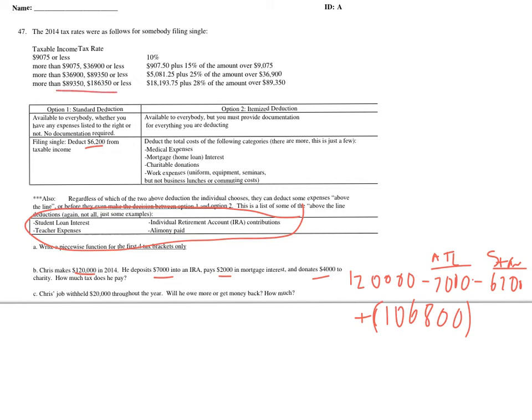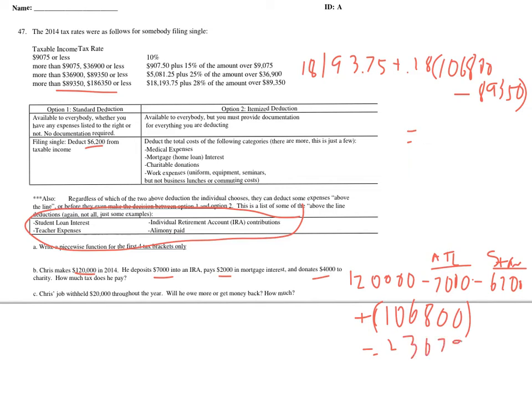So then I would plug that in to, let's see which piece. It would be this piece right there. And so how I would actually write this one would be 18193.75 plus 0.28, and then parentheses, x minus 89,350, but since I know what x is in this case, I will put in 106,800. All right, so I'll type all that in the calculator and see what I get. All right, and so I get 23079.75. So that's his tax owed for Part B.